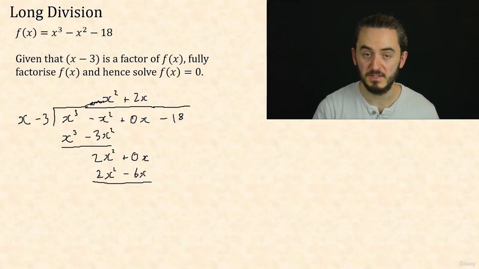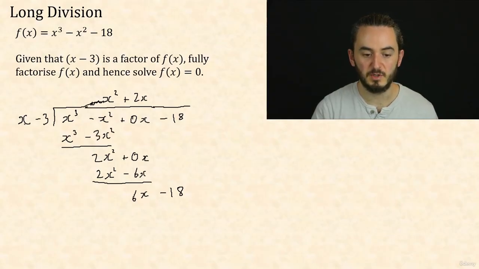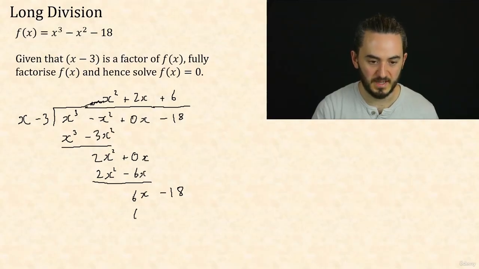Subtract. These two disappear, and there's nothing. Minus minus 6x is 6x. Drop the negative 18 down. What do I need to multiply x by to get 6x? It is 6. And when I multiply 6 by that, I get 6x minus 18.